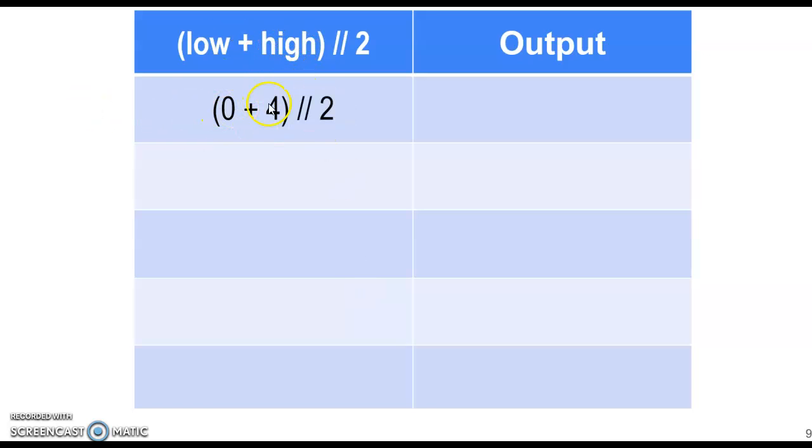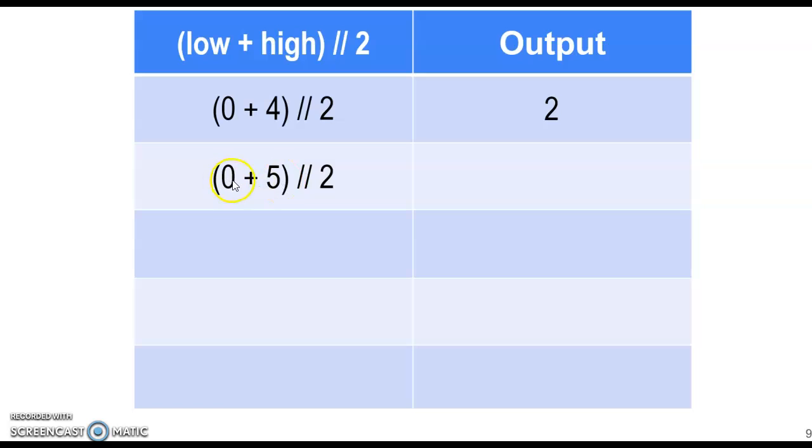So in the first one, we've got 0 plus 4 is 4, floor division 2, and we get an answer of 2. So when you get a normal kind of division, 8 divided by 2 gives you 4, whatever the case may be, 4 divided by 2 is 2, 4 floor division 2 is 2 also.